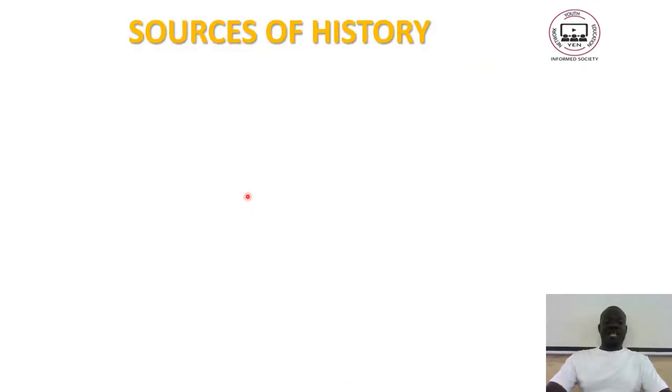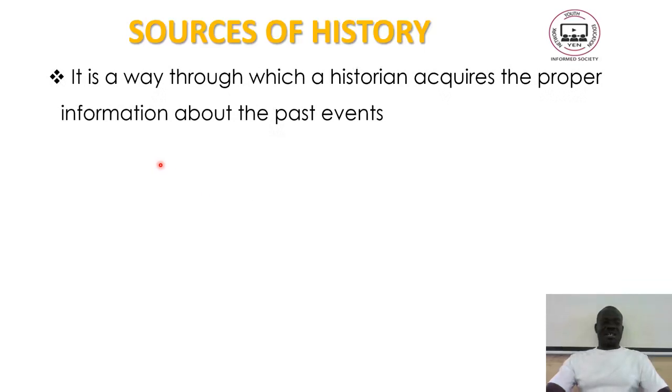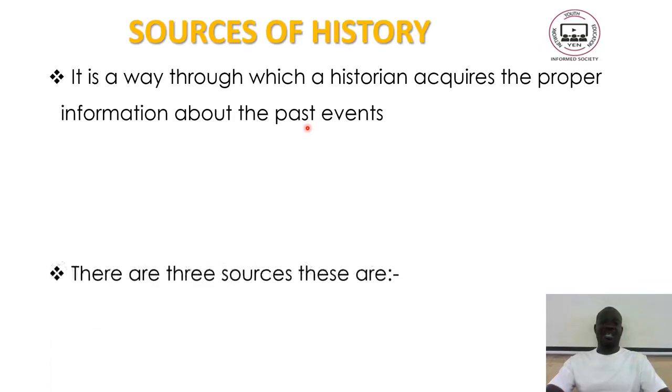Now, having looked at the types of history, it's high time now we look at the sources. The sources of history. What are the sources of history? When you talk of sources of history, it is a way through which a historian acquires the proper information about the past. How do historians get information? Historians gather information through various ways. Those ways are called the sources of history. So we are going to learn about such things.